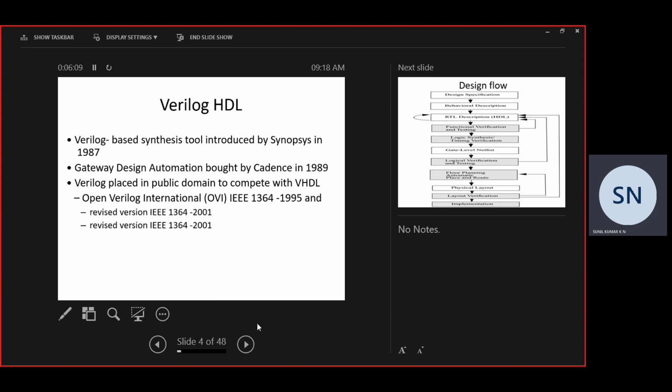For that we need a tool so that before fabricating, we are able to get approximately, not exactly, how much power consumption we will get after implementation. We can analyze it before fabrication itself. So for that reason, a Verilog based synthesis tool was introduced by the company Synopsys in 1987. In 1983, 1981, so this is all brief history.